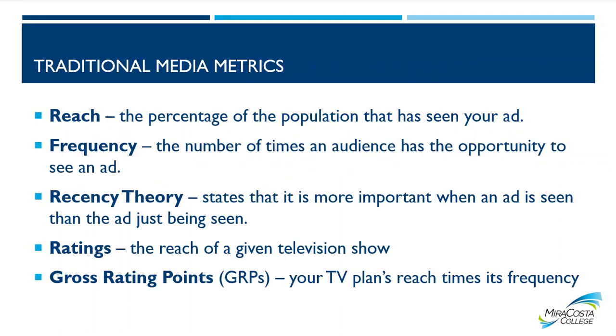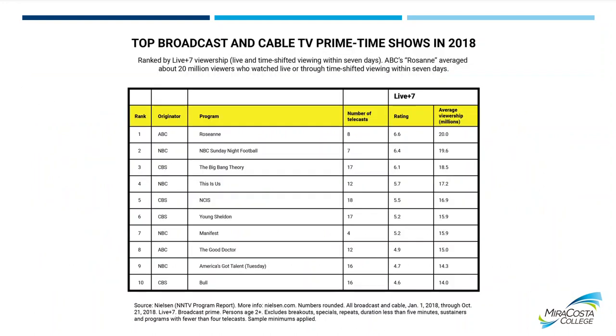So some traditional media metrics. Reach is the percentage of the population that has seen your ad. Frequency is the number of times an audience has the opportunity to see an ad. Recency theory states that it is more important when an ad is seen than the ad just being seen. Ratings is the reach of a given television show, and gross rating points, otherwise known as GRPs, is your TV plan's reach times frequency. So that's for traditional media metrics.